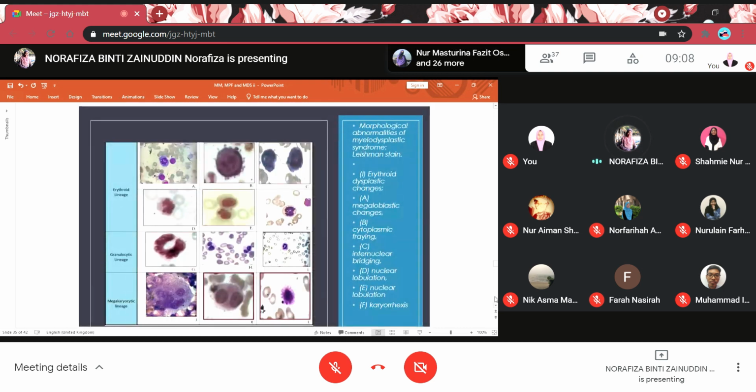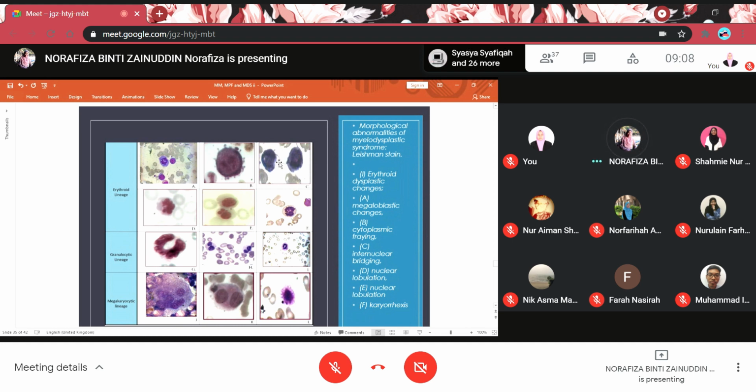Okay, so what is this? This is morphological abnormalities based on figures. Okay, this is using Leishman stain. You can see erythroid dysplastic changes here. This is megaloblastic changes.